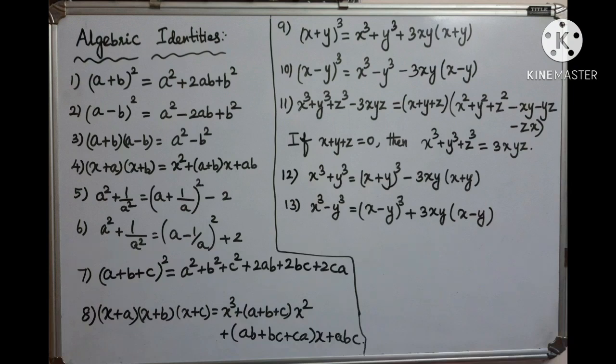And then the 12th one, x cube plus y cube, same. I told you already in the 9th and 10th formula, we can write like 12 and 13. x cube plus y cube is equal to (x plus y) the whole cube minus 3xy into (x plus y). Same with the 10th formula, we can write x cube minus y cube is equal to (x minus y) the whole cube plus 3xy into (x minus y).